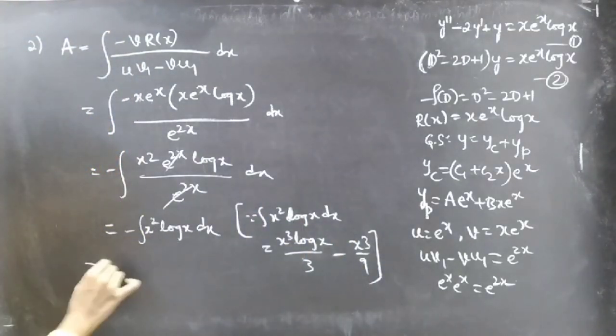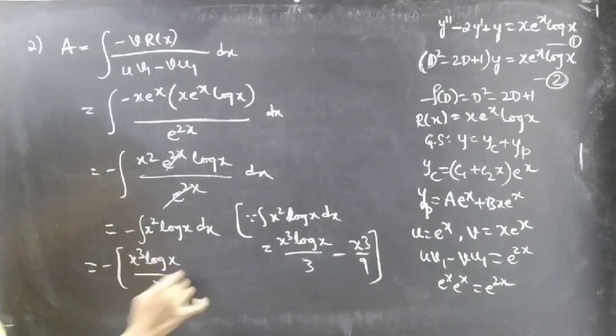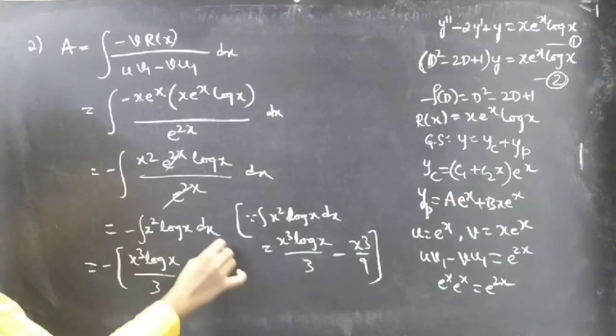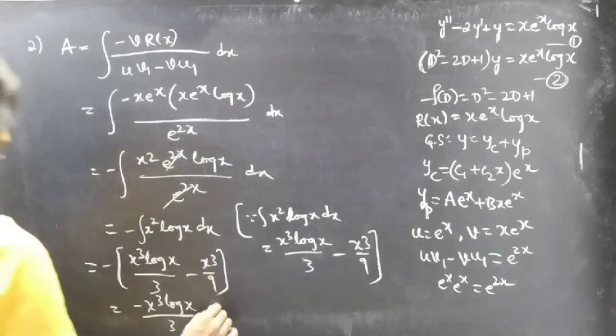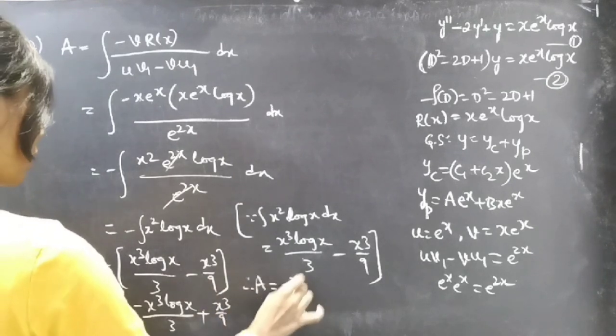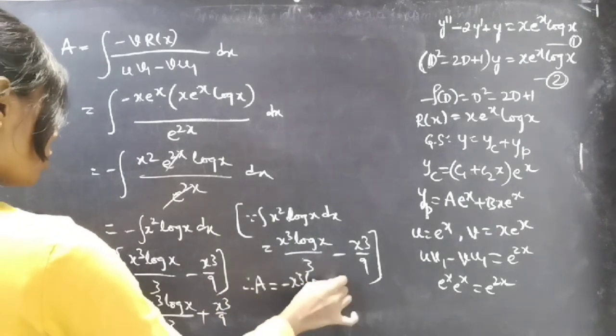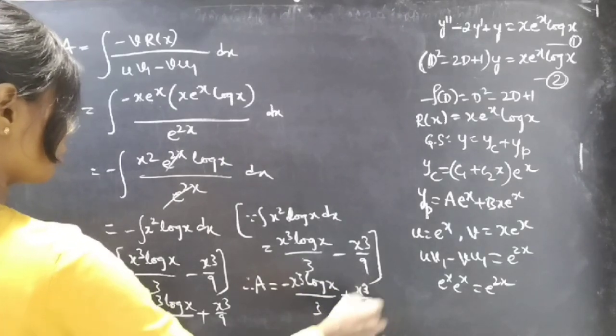Since integral x square log x dx is x cube log x by 3 minus x cube by 9, this gives us minus of x cube log x by 3 minus x cube by 9, which gives us minus x cube log x by 3, minus into minus, plus x cube by 9, right? Therefore, A equals minus x cube log x by 3 plus x cube by 9.